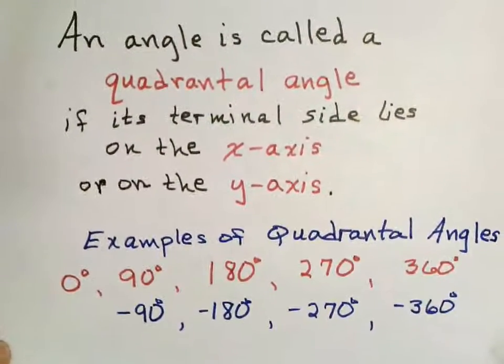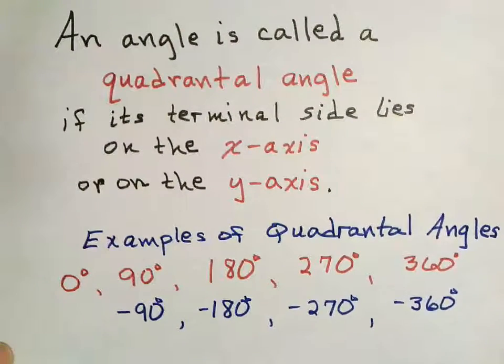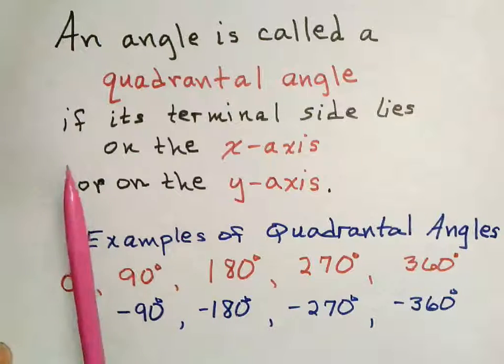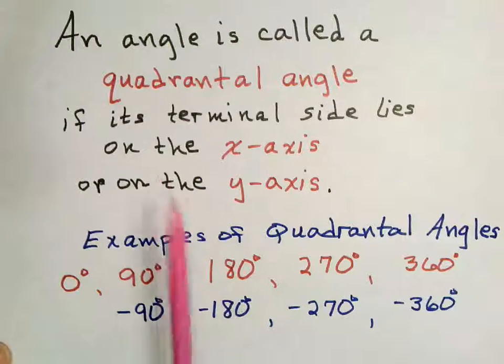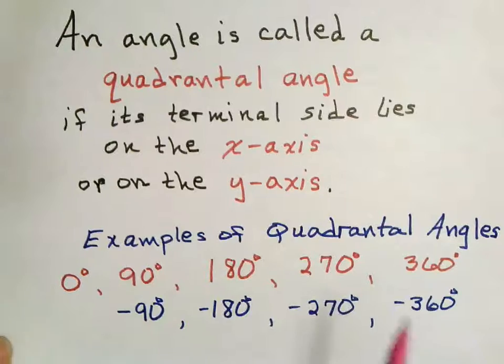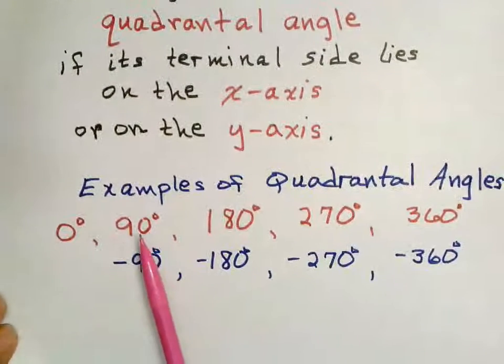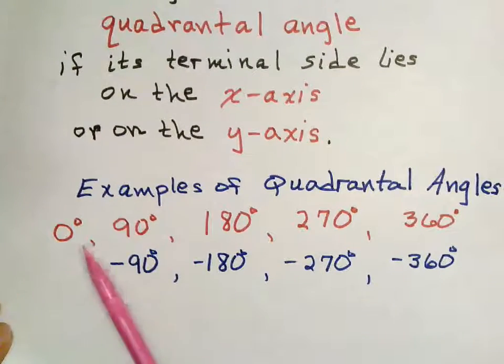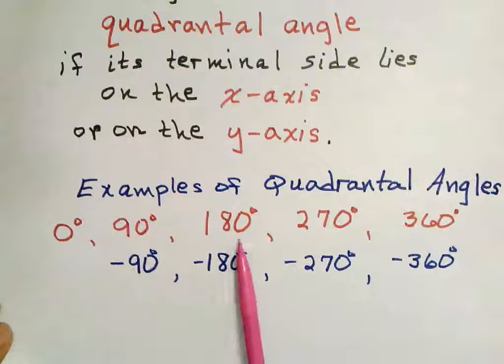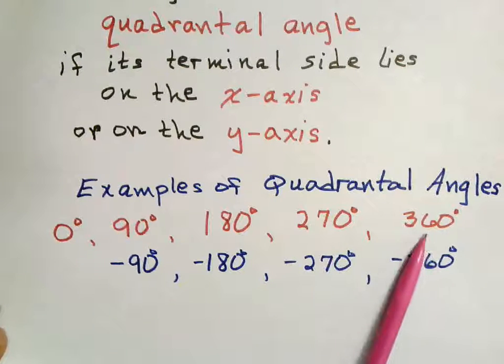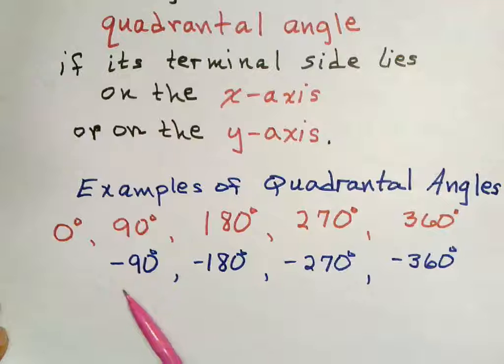There are some special angles called quadrantal angles. A quadrantal angle has its terminal side on the x-axis or on the y-axis. These are examples of quadrantal angles: 0 degrees, 90 degrees, 180 degrees, 270 degrees, 360 degrees, negative 90 degrees, negative 180 degrees, negative 270 degrees, negative 360 degrees.